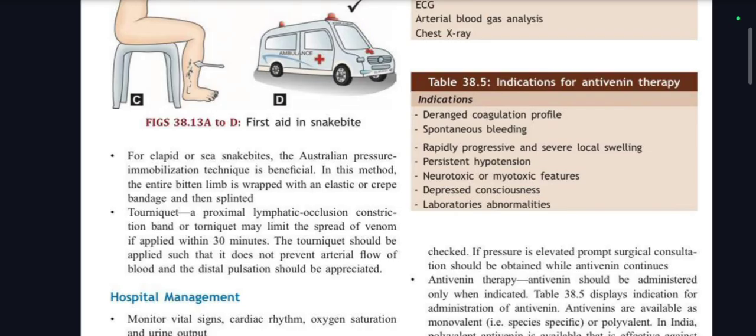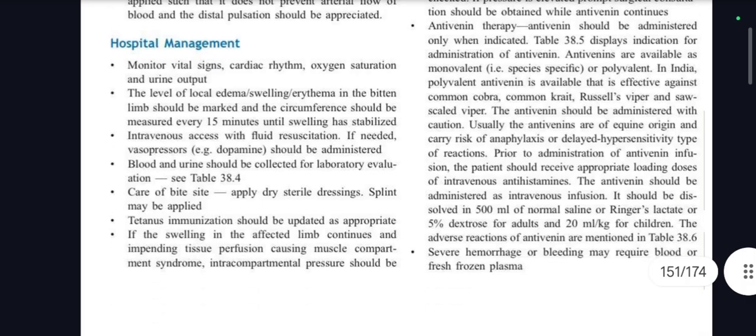Okay. Then what about the hospital management? Monitor vital signs, cardiac rhythm, oxygen saturation and urine output.